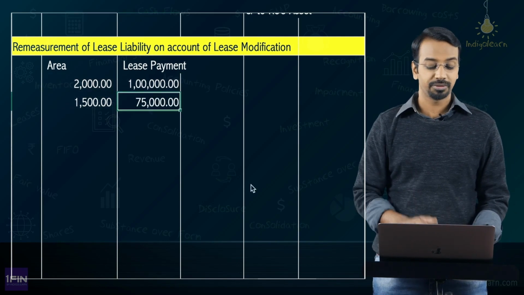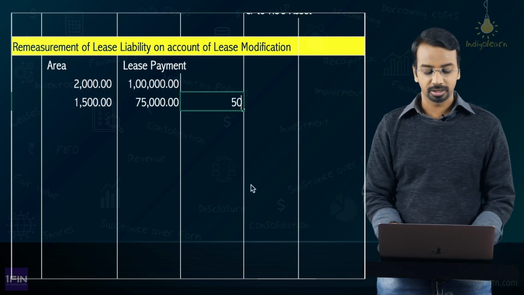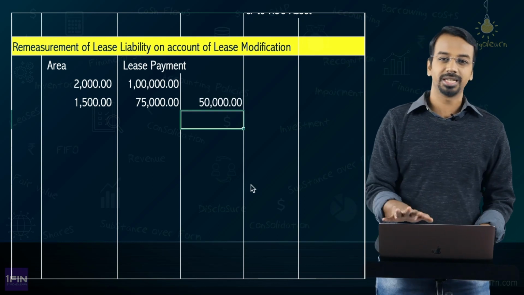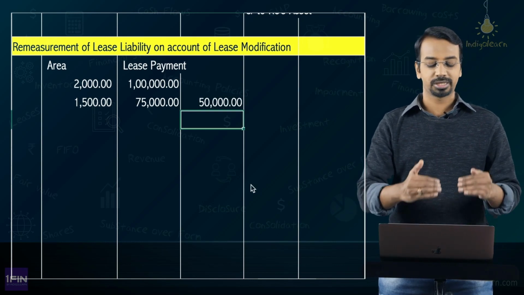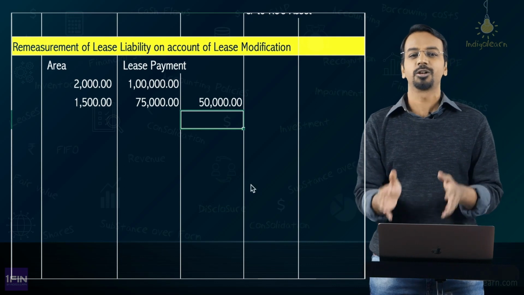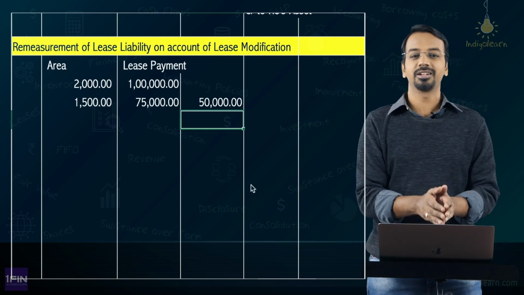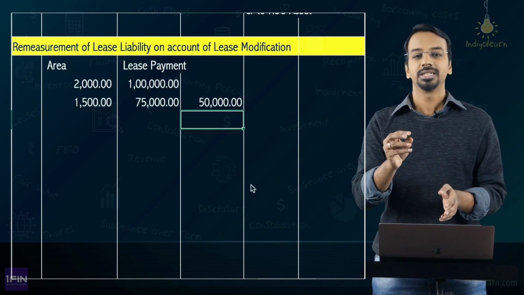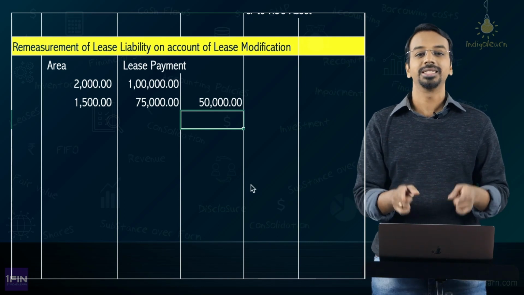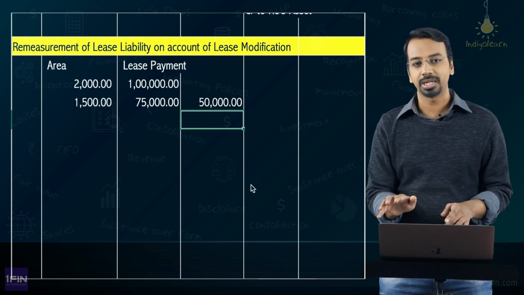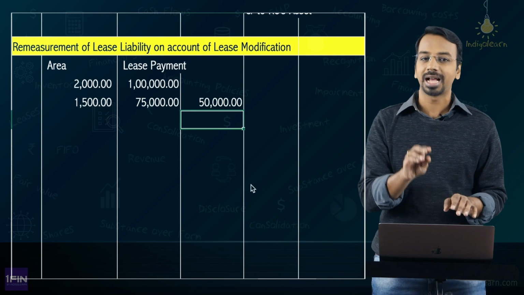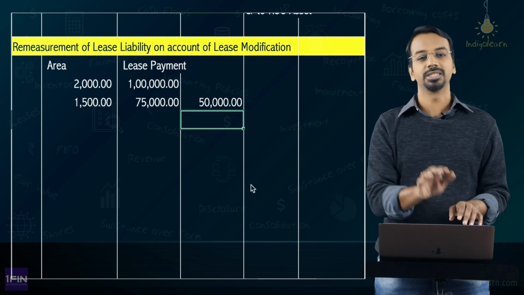The additional consideration should have been 75,000, whereas the additional consideration is only 50,000, and the question itself says that this is not commensurate. I am just showing the calculation for your understanding. The question itself says that the additional consideration is not commensurate with the increased scope, which means this is not to be accounted for as a separate lease. This will be accounted for as a modification of the existing lease.